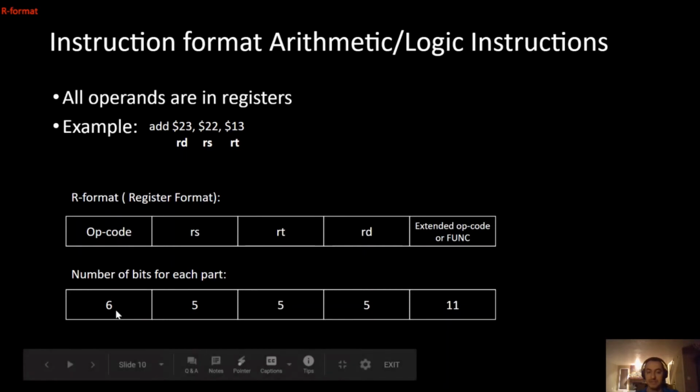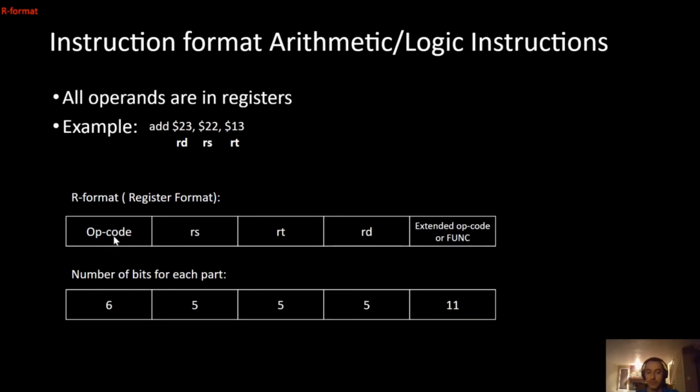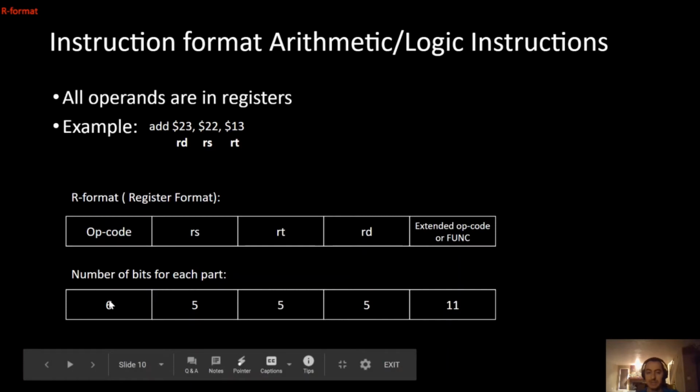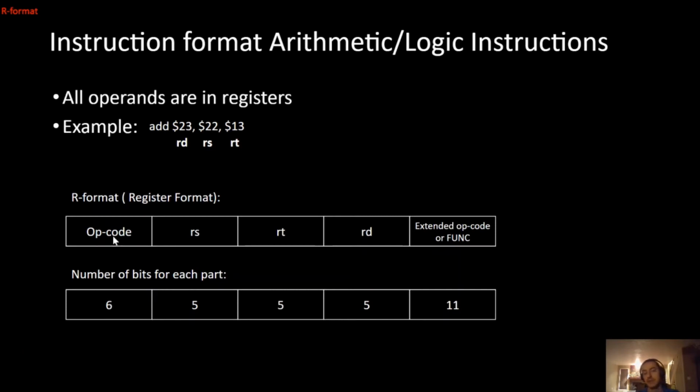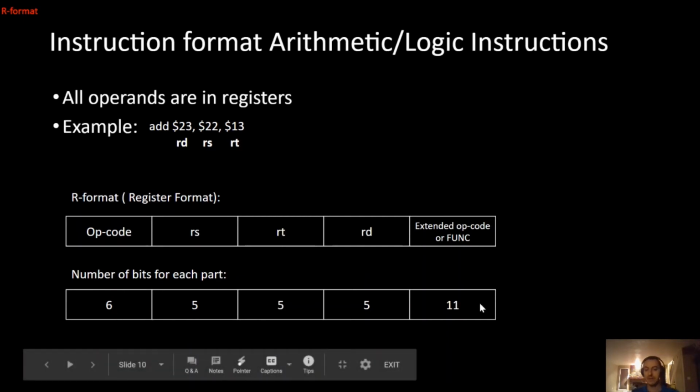So we have 6 bits for the opcode or operation code. So basically this 6 bit is kind of like letting the CPU know which instruction we are dealing with. So each instruction has a code. Some of the instructions, especially in the R format, have an extended opcode also. So these two together, in the R format only, are going to specify which instruction is being executed. So we have 6 bits here and 11 bits at the least significant end.